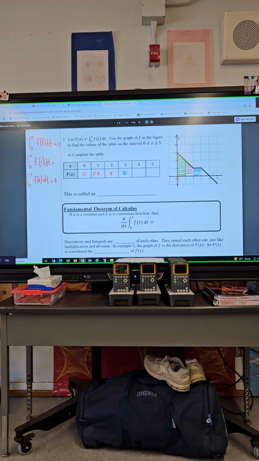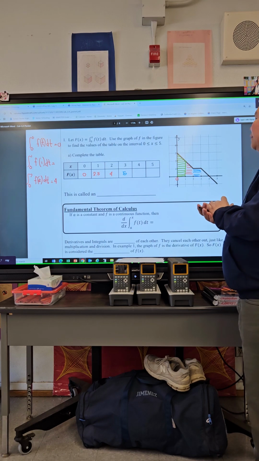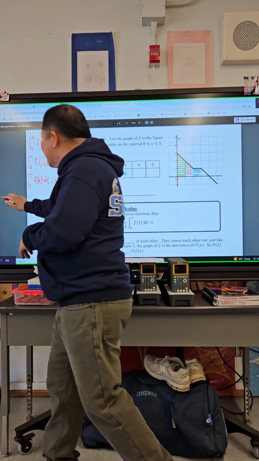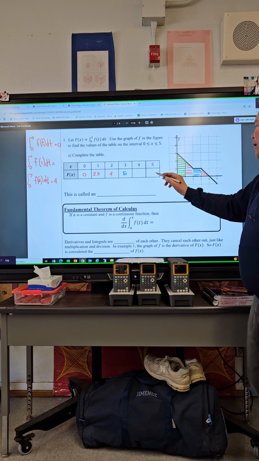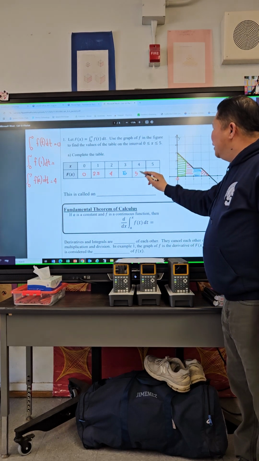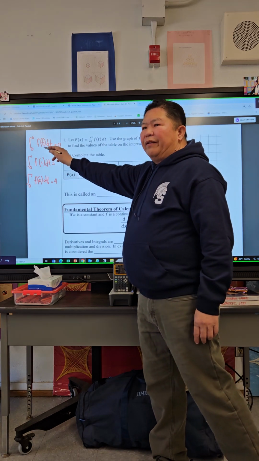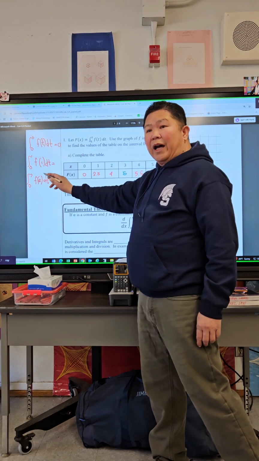At 4, what is the accumulation of the function now? It's gonna be 5.5. Why? Because there's an extra half square. Okay, right here, this is half. So this means 5.5. Can you continue writing this right here on the side?